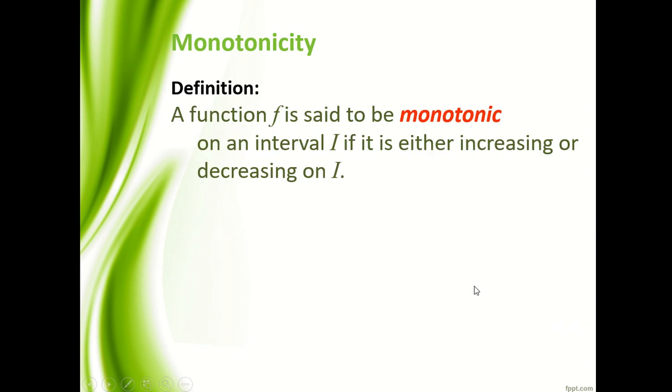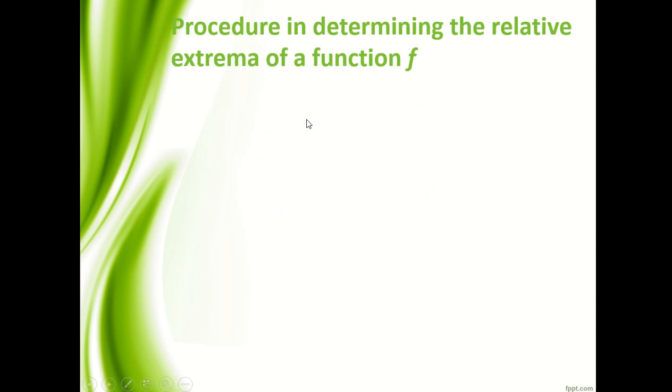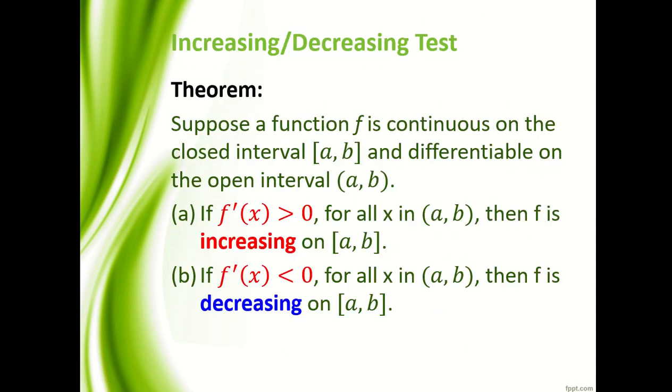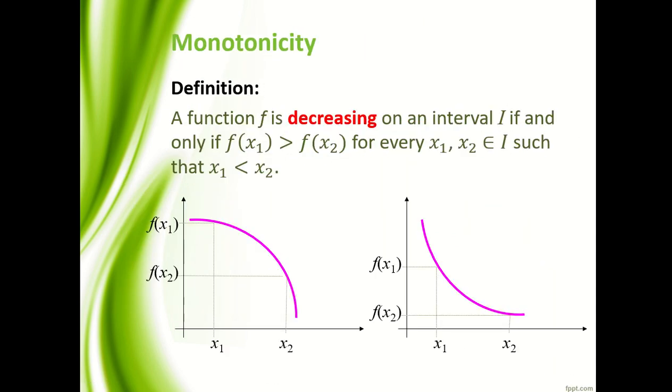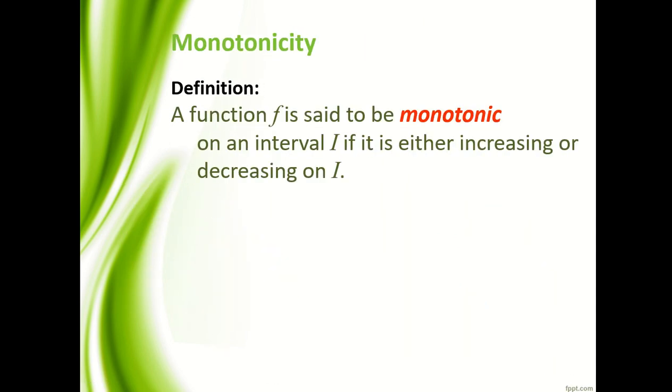All right. Now, a function f is said to be monotonic on an interval I if it is either increasing or decreasing on I. We call it monotonic, from the word monotonicity. So if the function is increasing or decreasing, we call it monotonic.